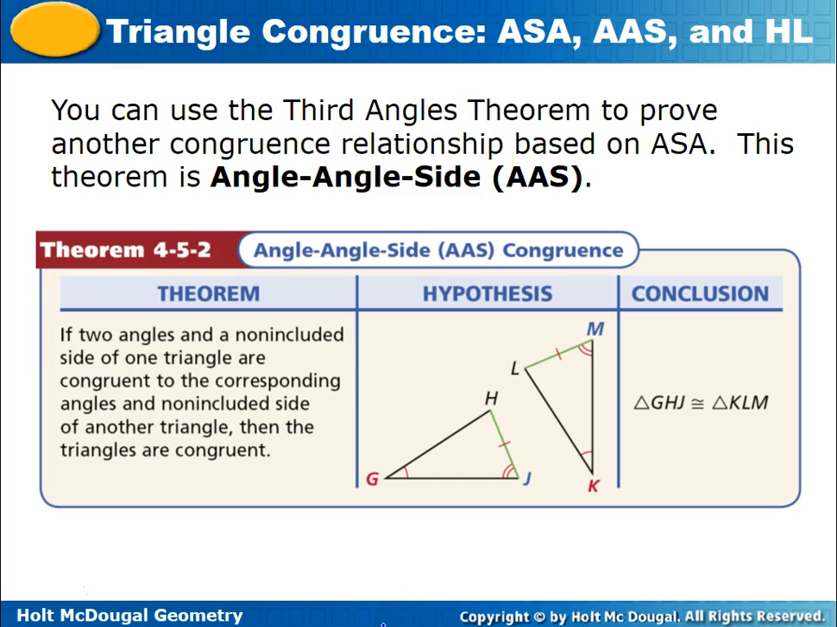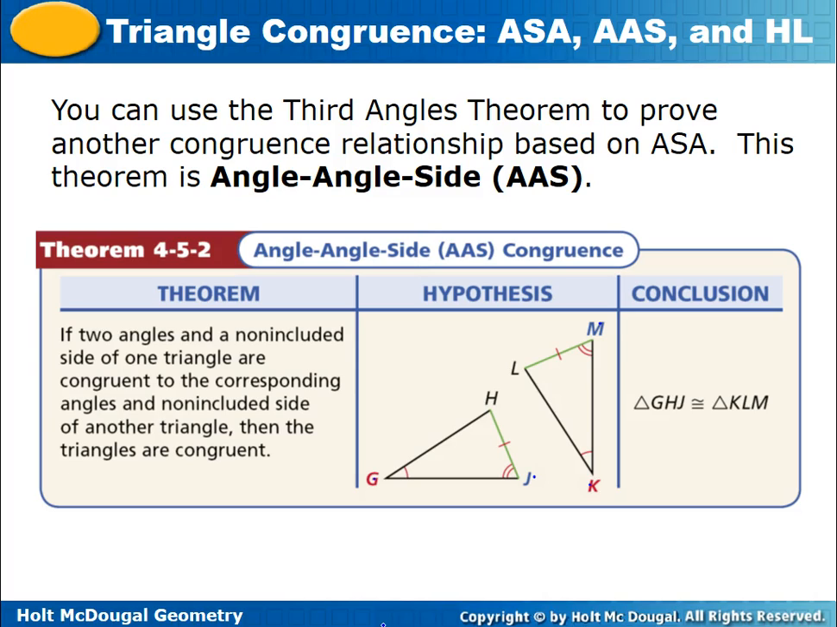So this is the next one here. So this one has to do with 2 angles and a side. So we have 2 angles right next to each other and then a side at the end. So here again, we have angle G congruent with angle K, we have angle J congruent with angle M, and then we have a side.